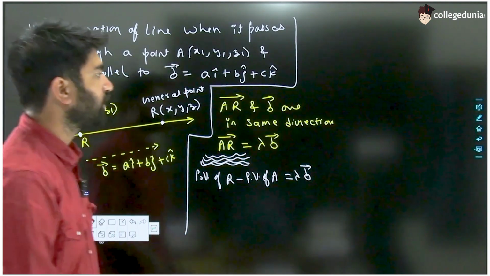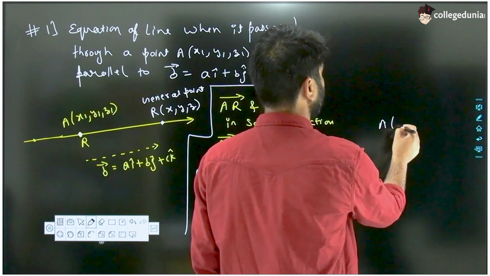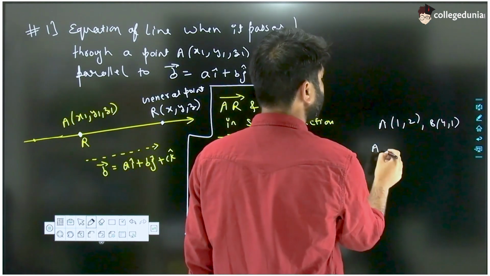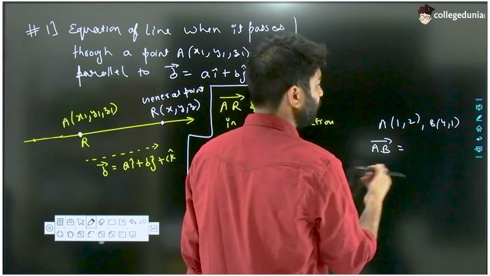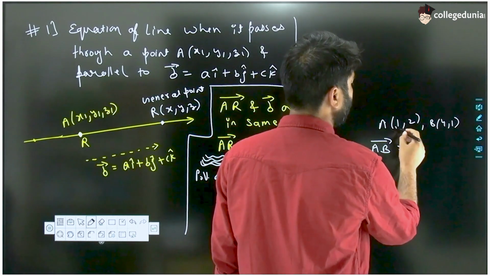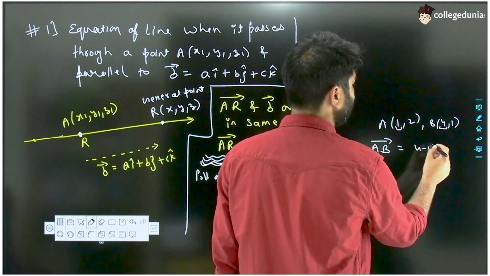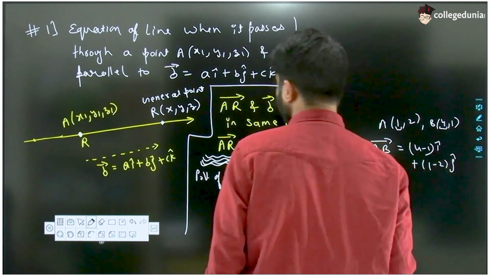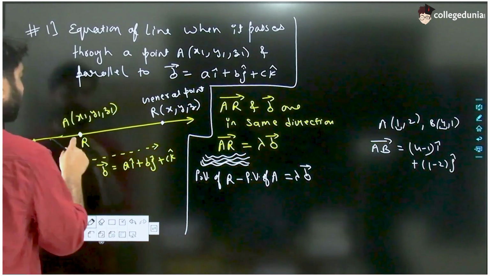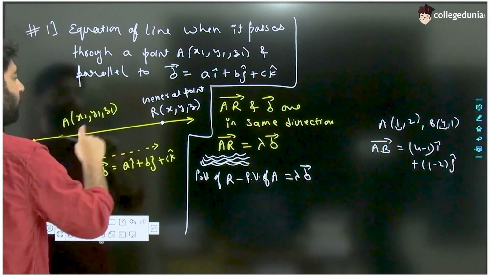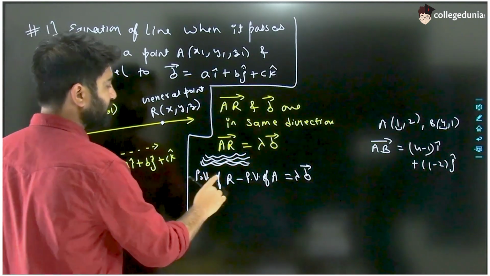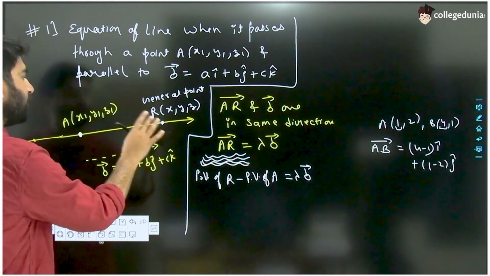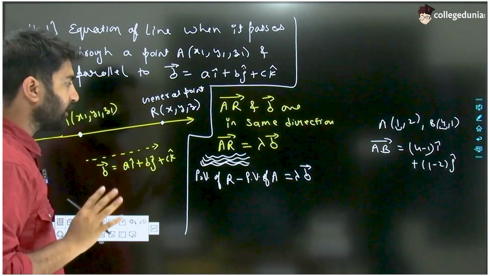Right? Suppose there are 2 points. Point A is (1, 2) and point B is (4, 1). So now what will be the AB vector? In this situation, we subtract: 4 minus 1 i cap and 1 minus 2 j cap. Similarly, we can find the AR vector by subtracting A from R, that is position vector of R minus position vector of A. हमने R में से इस A को यहाँ पे subtract करना है.